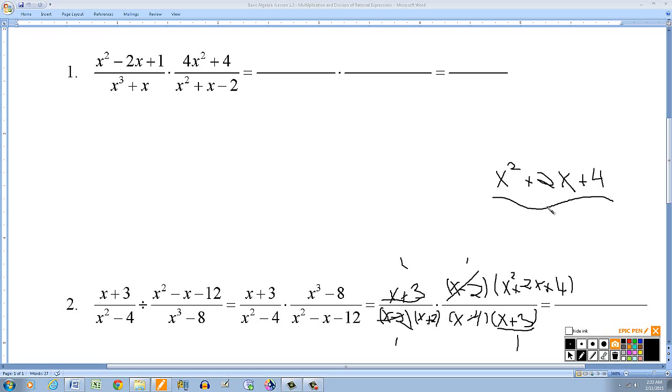In the denominator, what we have left, of course, is the x plus 2. That one didn't divide out, so x plus 2. Put it in parentheses because it's a factor. And then the x minus 4. And again, we leave the answer in factored format. Okay, so the product of those, or in this case, the quotient of those two fractions is x squared plus 2x plus 4 over the product of x plus 2 and x minus 4.